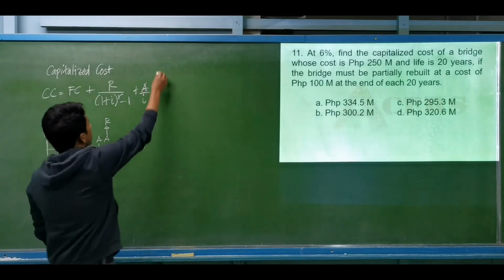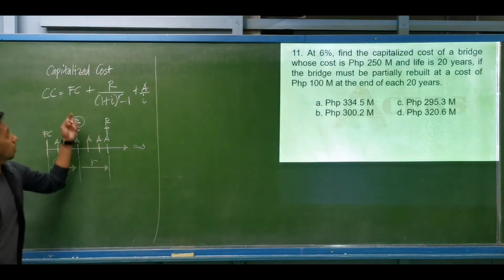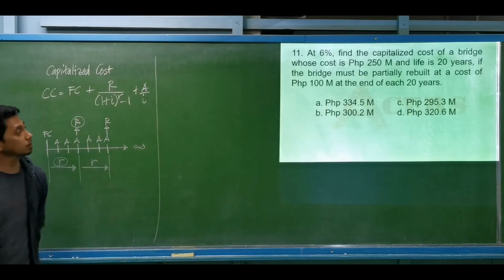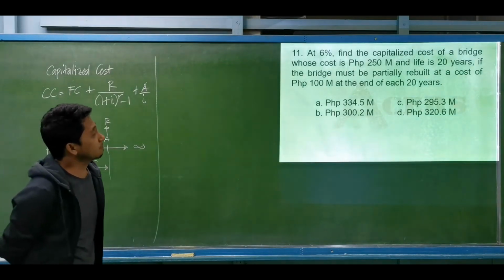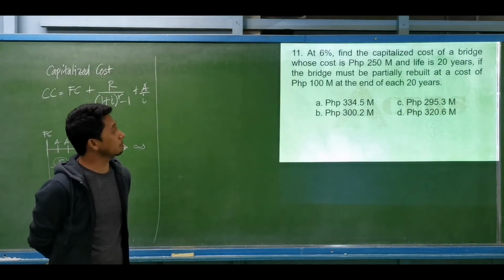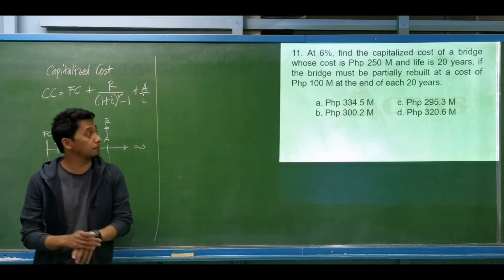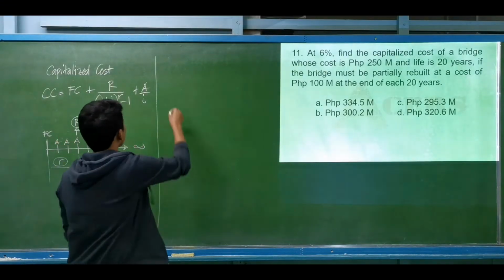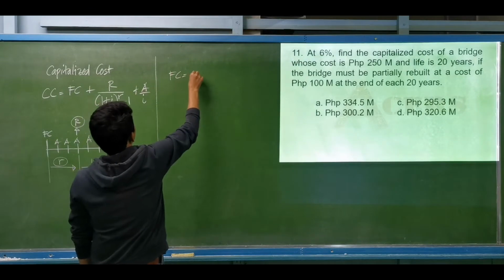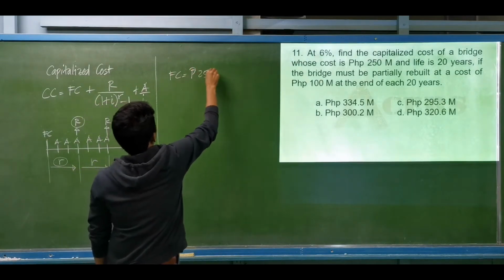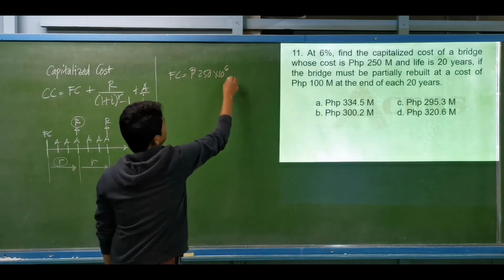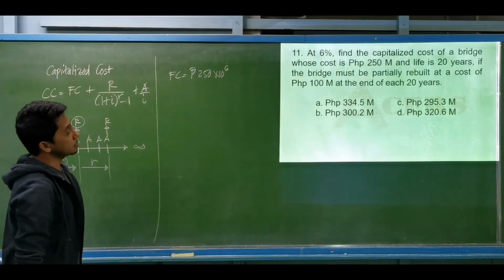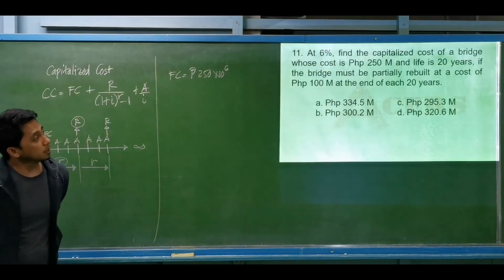So let's have an example. This is the main equation of capitalized costs. At 6%, find the capitalized cost of a bridge whose cost is 250 million. That is the first cost. We have a first cost equal to 250 million, and life is 20 years.